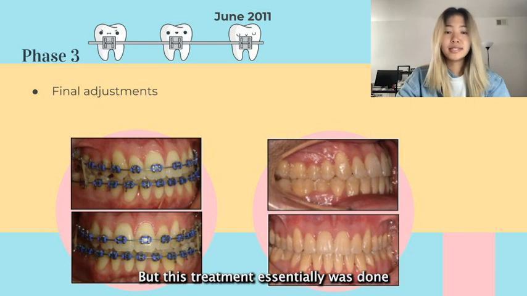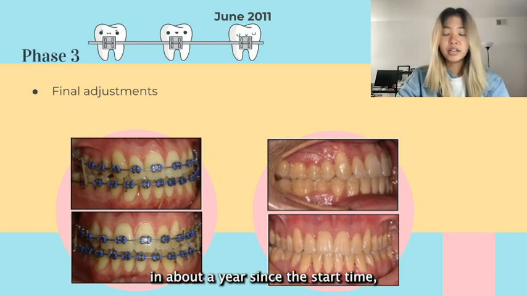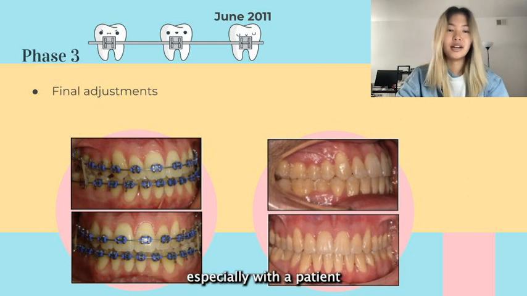But this treatment essentially was done in about a year since the start time, which is really impressive, just even thinking about how our own orthodontic treatments might take so much longer than that. So all the more so to this dental team for being able to undertake this case, especially with a patient with an underlying medical condition.